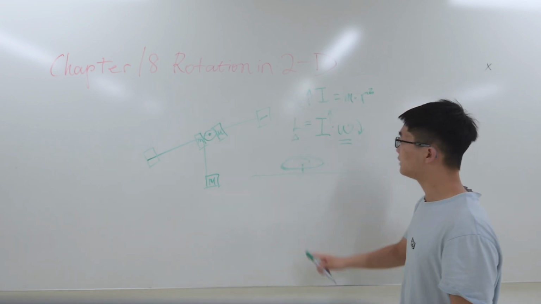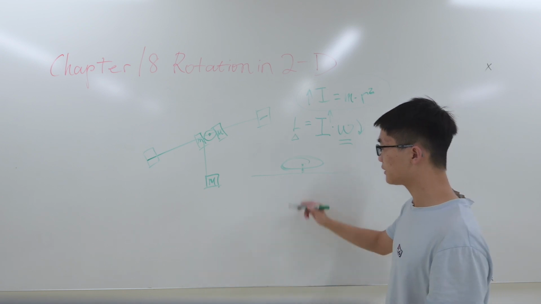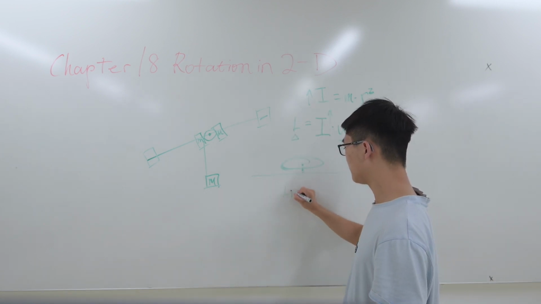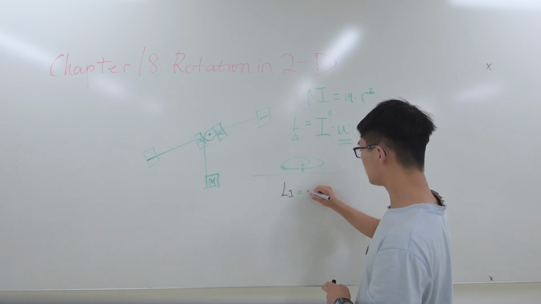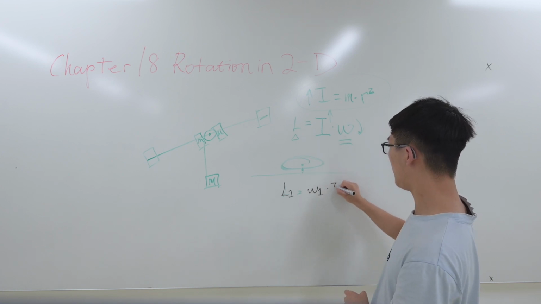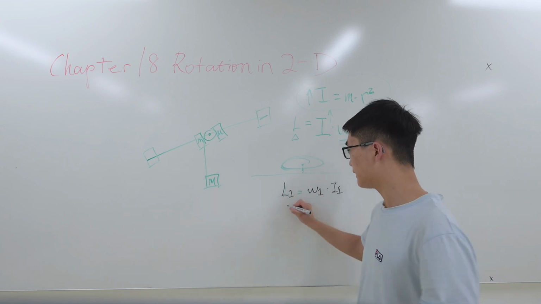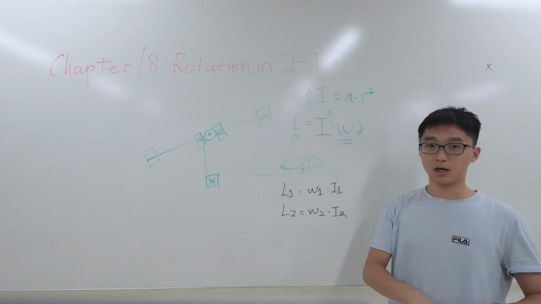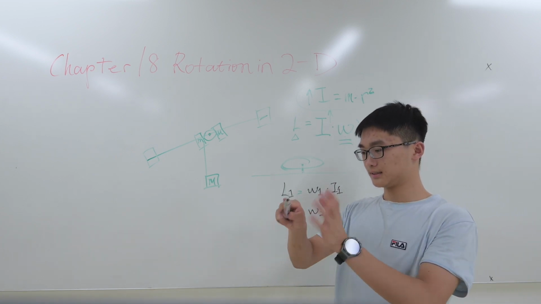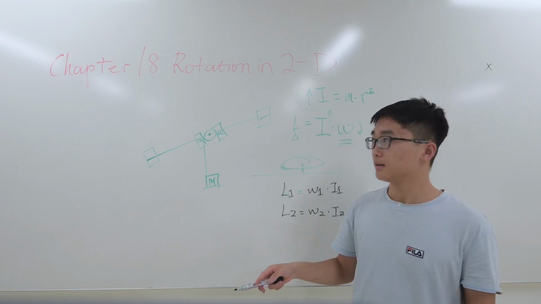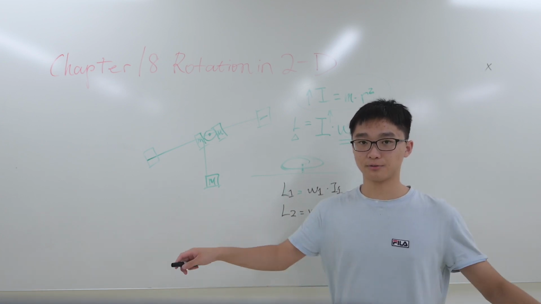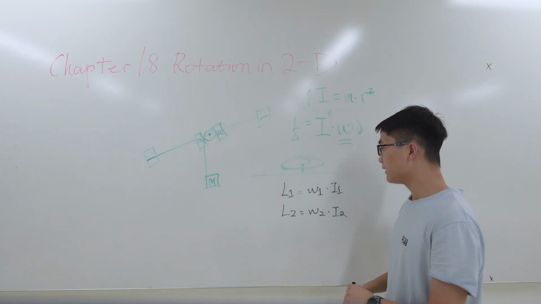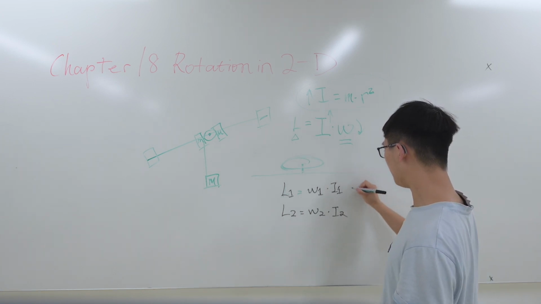Because angular momentum is conserved, in the first scenario, L1 is equal to omega 1 times I1. If I outstretch my arms, that's the second scenario, and it will be equal to omega 2 times the moment of inertia I2. Because I outstretch my arms, the mass of my fists is moved out from the axis, just like how these two blocks of m are moved to the sides of this rigid stick. So the moment of inertia is increased from I1 to I2.